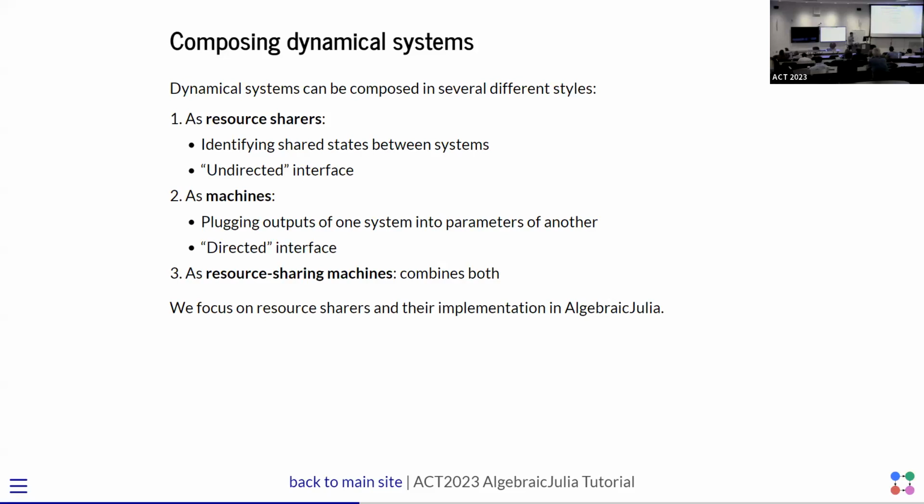There's also a more directed notion of thinking of dynamical systems as so-called machines, where we think that the outputs of one system get plugged into the parameters of another. This is sometimes formalized using lenses and that sort of machinery, and it's a more directed notion of system. And then you can even put these together. For the sake of definiteness and focus, we're going to hone in on resource sharers and the different tools we use to implement those in AlgebraicJulia. But we also do other kinds of dynamical systems as well.